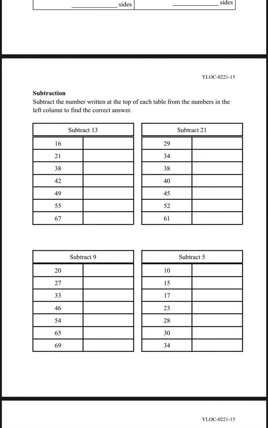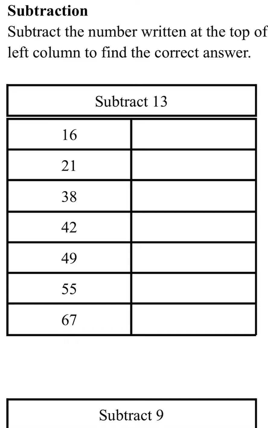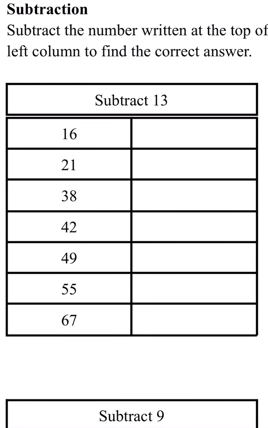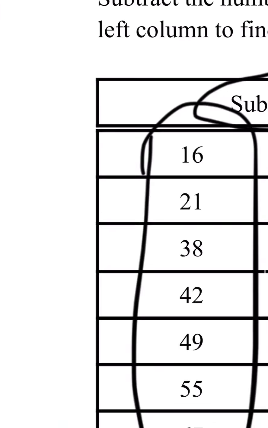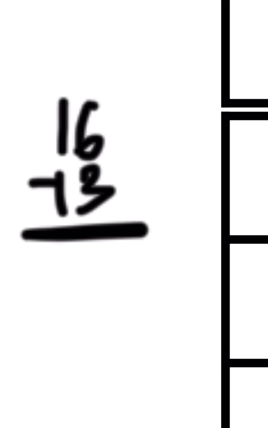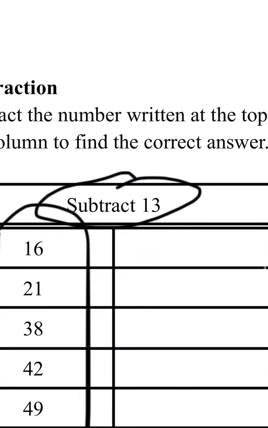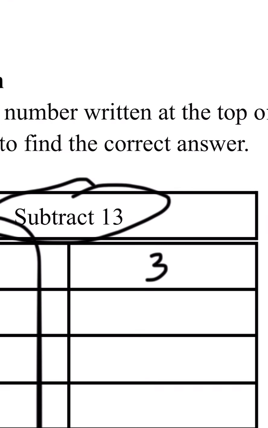For this part, we have subtraction, and we need to subtract the number written at the top of each table from the numbers in the left column to find each answer. Let's look at the first table. So, on the first table, it says to subtract 13 from all of these numbers. So, 16 minus 13. 6 minus 3 is 3, and 1 minus 1 is 0. So 3 is the answer for the first column.